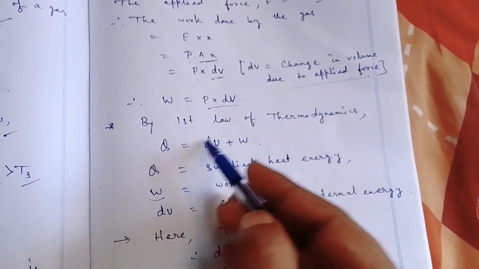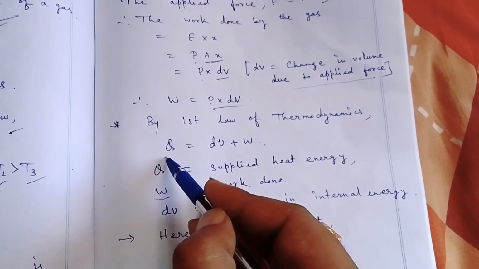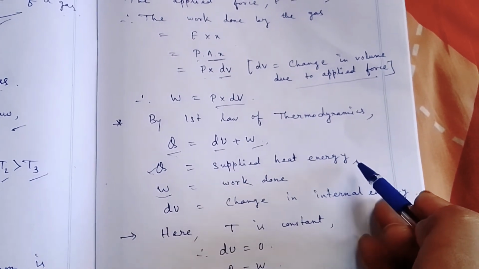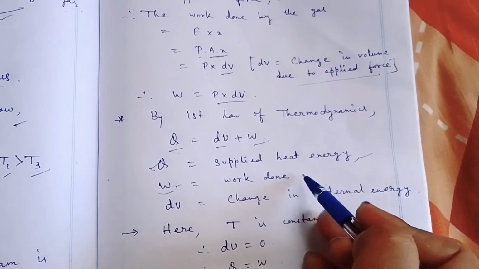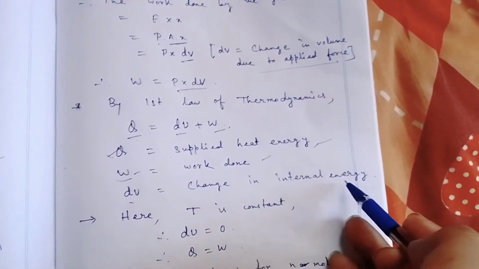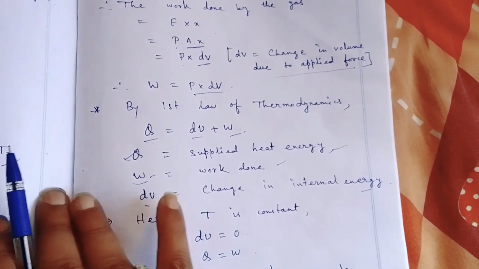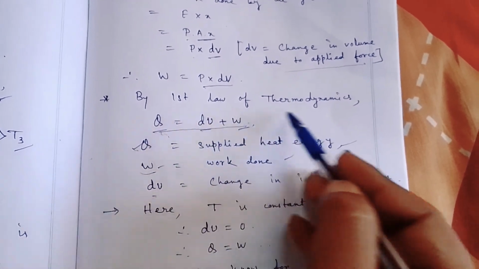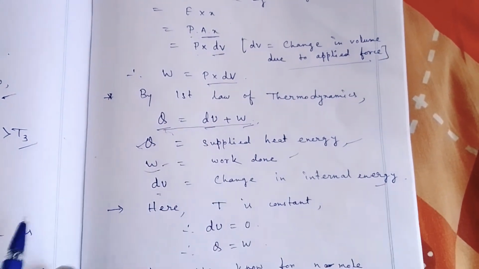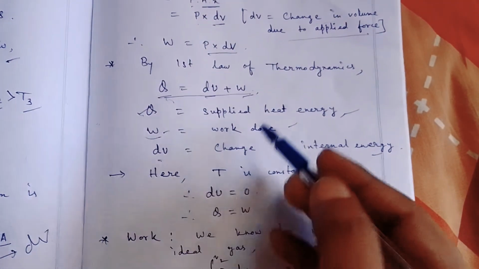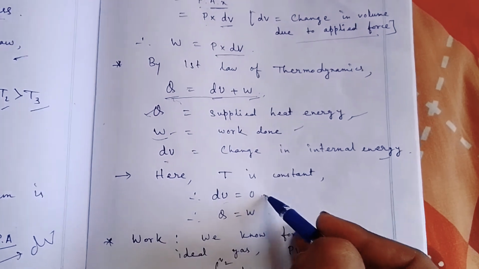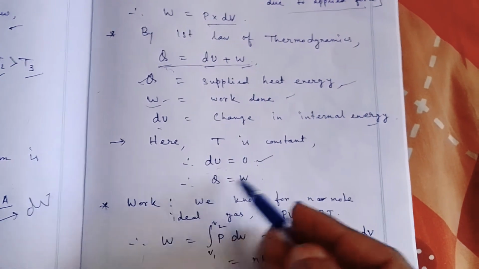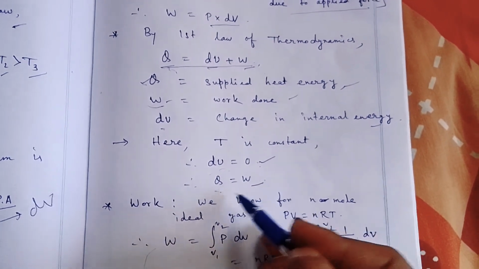Now we know that by the first law of thermodynamics, Q is equal to dU plus W, where Q is the supplied heat energy, W is the work done, and dU is the change in the internal energy of the matter. So this is the first law of thermodynamics, Q is equal to dU plus W. Here in the isothermal process T is constant, so the change in internal energy is equal to 0. So we will get Q is equal to W.